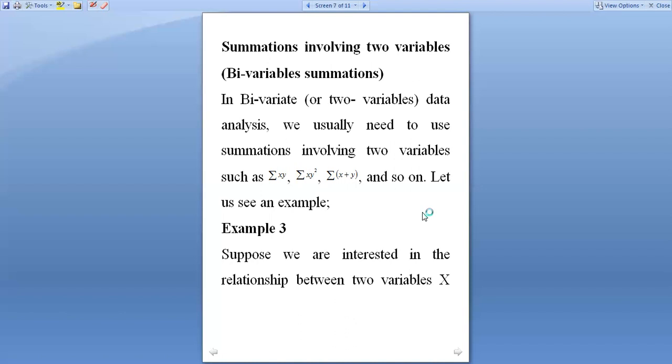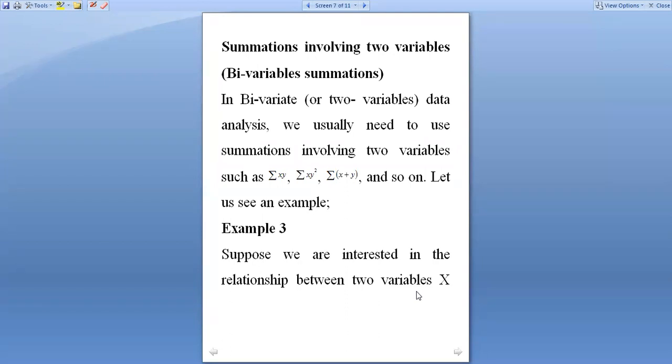In bivariate analysis, we need to use summation notations involving two variables. The two variables may be denoted as x and y. One variable is x and another variable is y. So you will have symbols like summation xy, summation xy squared, summation x plus y, summation x minus y, summation x divided by y, and so on. Let's look at the example and we move on.